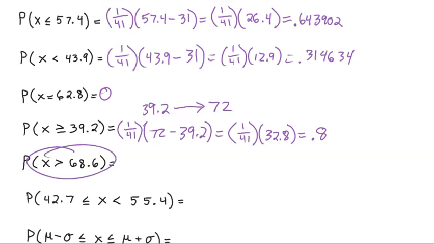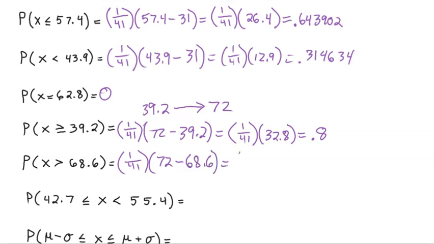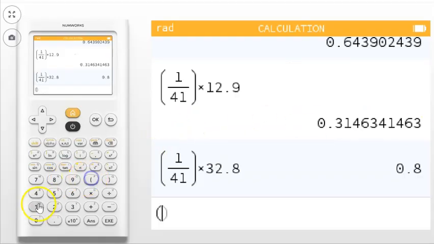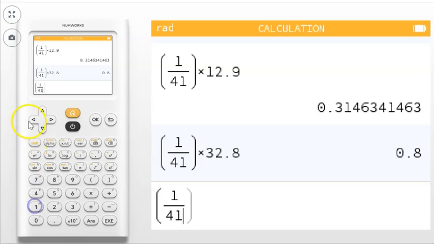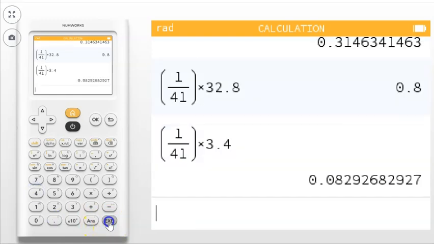Now we're going to do another x is greater than, so we're going to do it the same way. It's going to be 72 minus, but instead of 32.9, it's going to be 68.6. So it's going to be 1 over 41 times 72 minus 68.6. And 72 minus 68.6 is 3.4. So we'll go over to the calculator. We'll do 1 divided by 41, close, times 3.4.